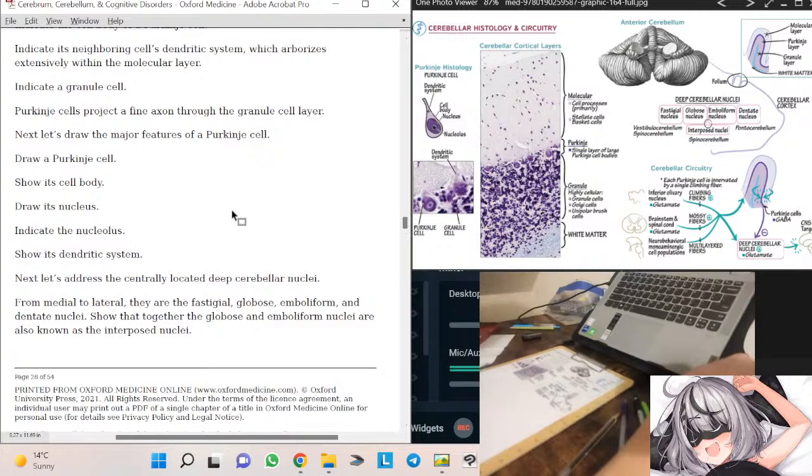Now let's draw the major features of a Purkinje cell. Draw a Purkinje cell. Show its cell body. Draw its nucleus. Indicate the nucleolus. Show its dendritic system.